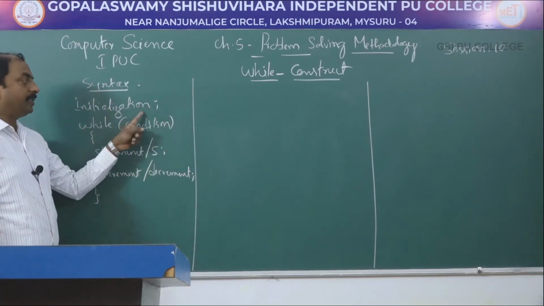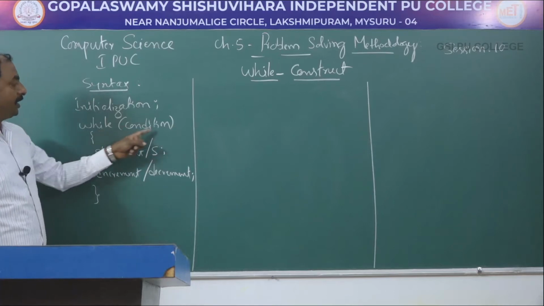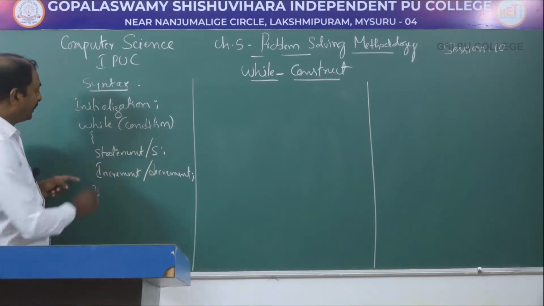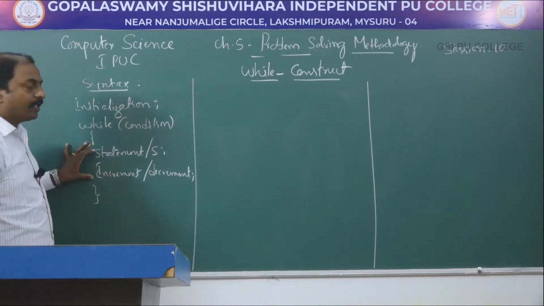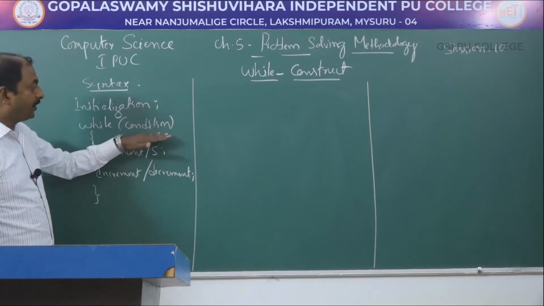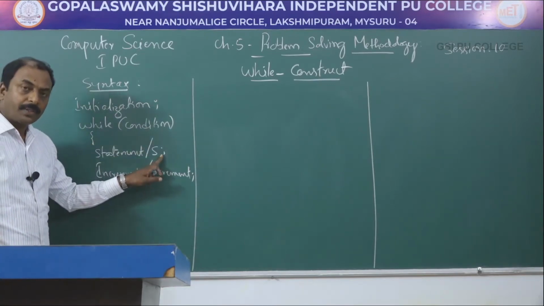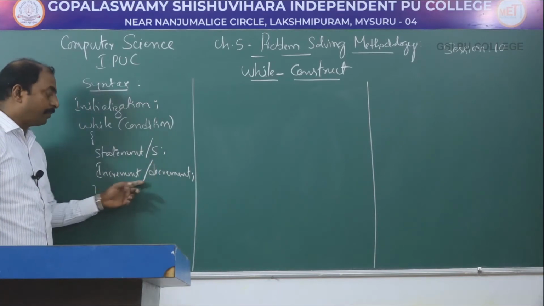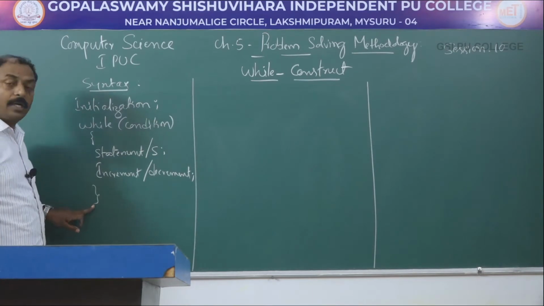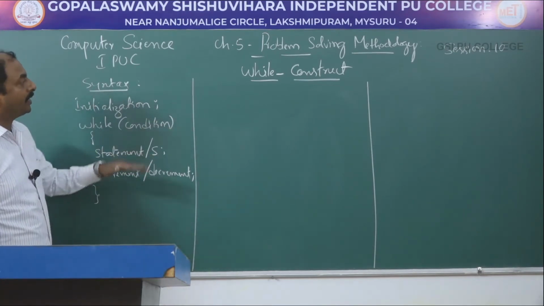At the beginning we have to initialize, then it enters the loop here. This is the condition, and inside this bracket we have a number of statements to be repeated for as long as the condition is true, and after the statements, the last statement would be either an increment statement or a decrement statement. Then we have to close this bracket here. So this is the syntax of the while construct.